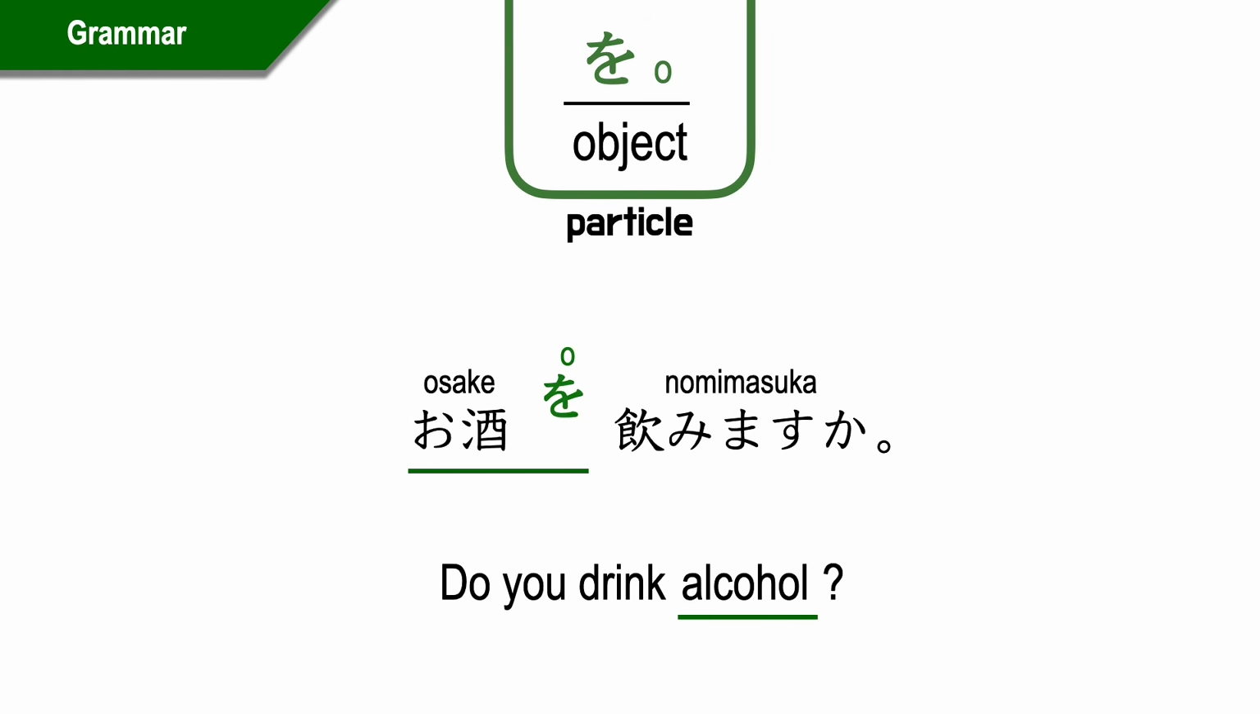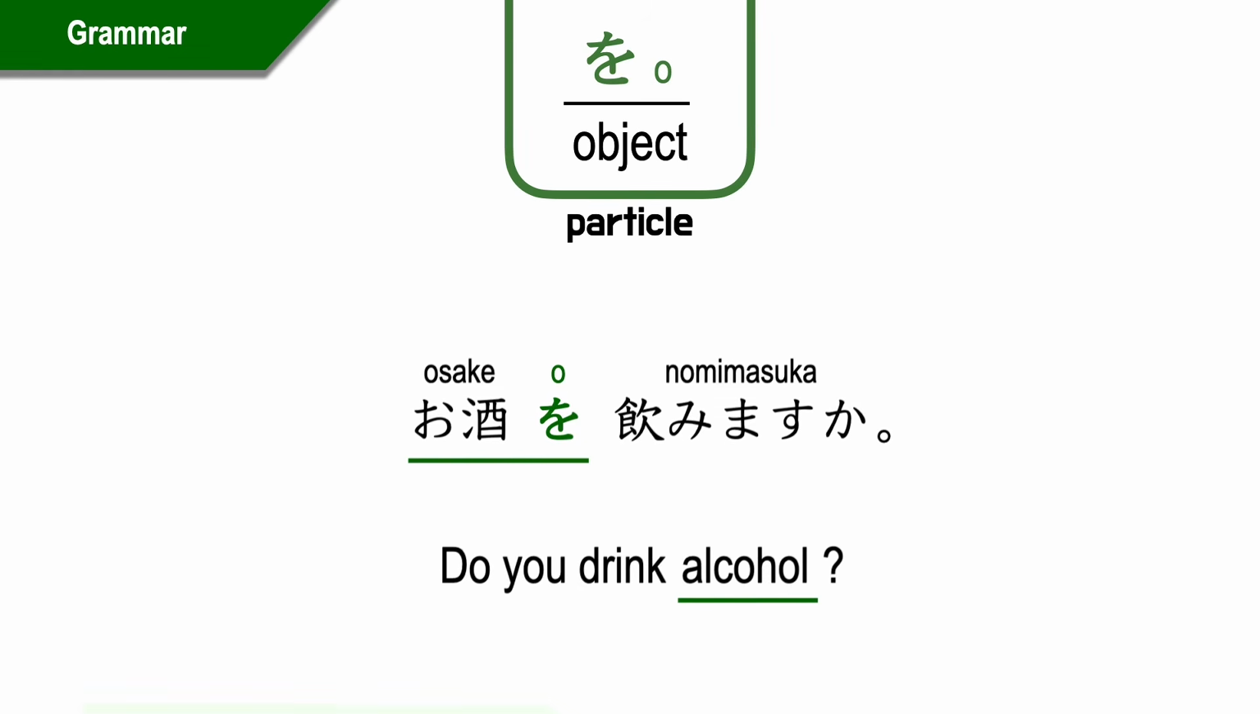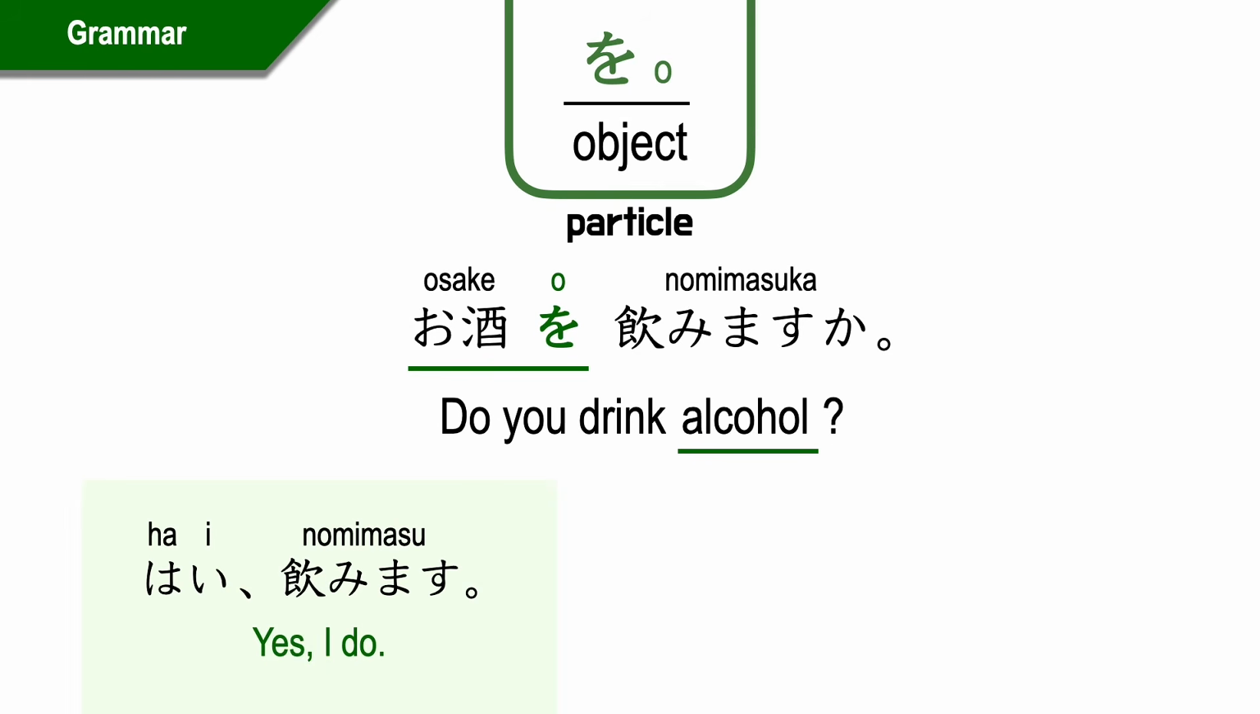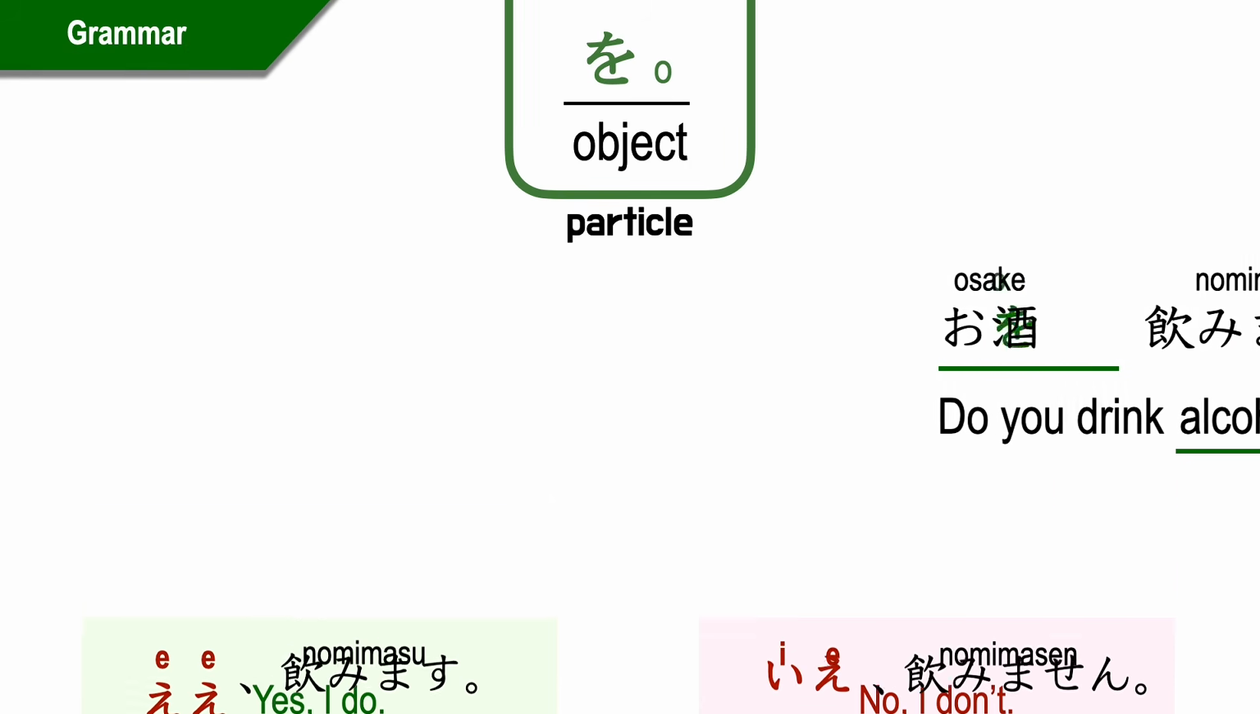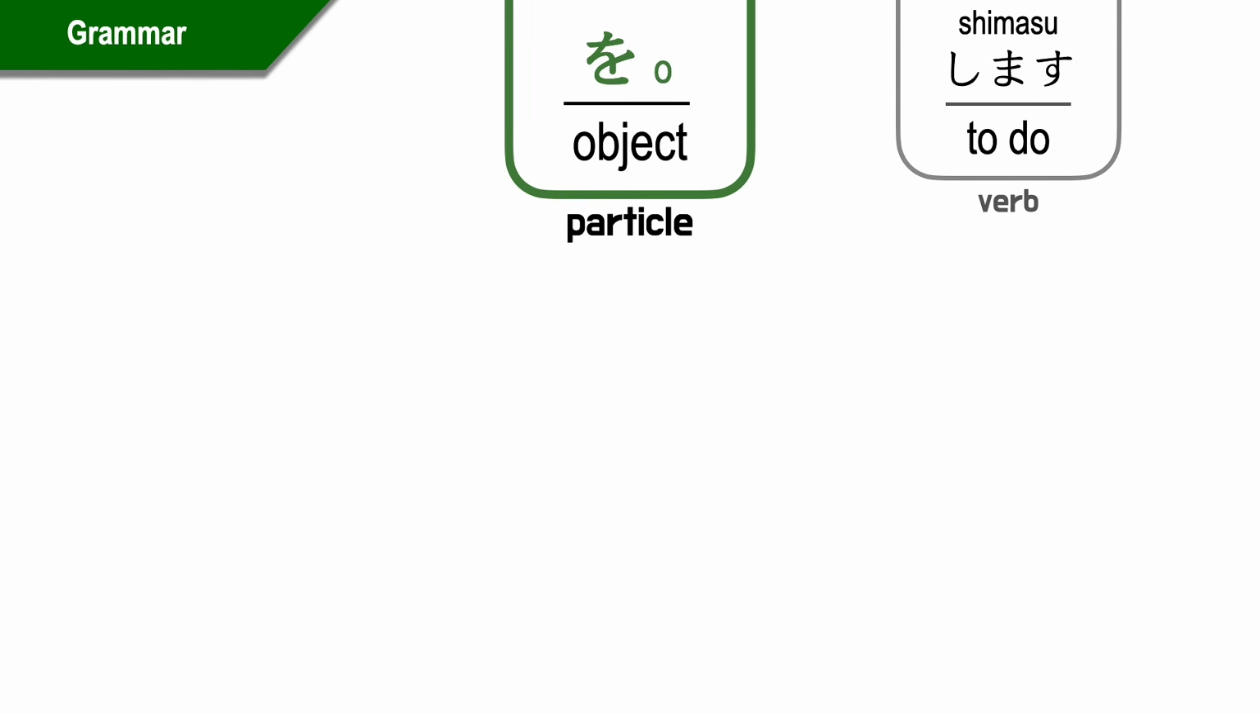Do you drink alcohol? お酒を飲みますか？To say yes, I do, you can say はい、飲みます。Or you can also say ええ、飲みます。To say no, I don't, you can say いいえ、飲みません。Or you can also say いえ、飲みません。So to do in Japanese is します。And this します is used in a lot of contexts.